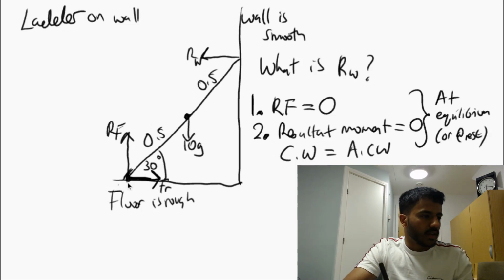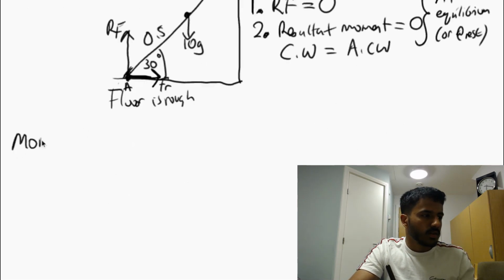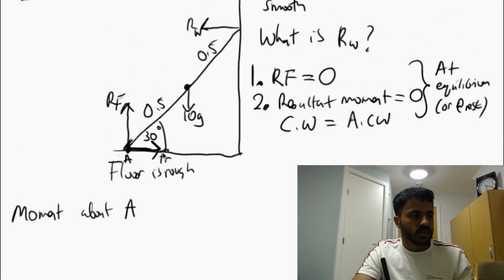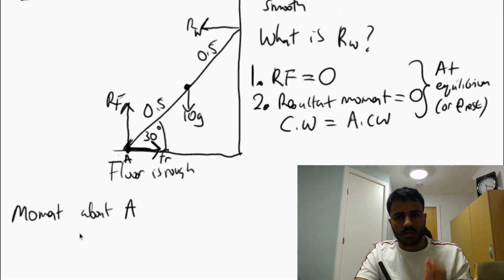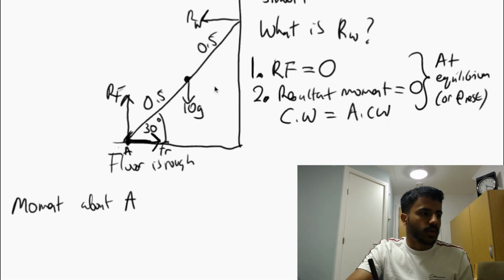Let's say I call this point A, where it touches the floor. If I take moments about point A, well, the moment from this resultant force and this frictional force is equal to the resultant force times the distance, or the frictional force times the distance. And what you can see here is that the distance is zero, because it's acting at that point where you're taking moments from. So these forces don't play any role when calculating the moments about that point. So we can ignore them. So therefore, we're only left with this 10g force here, which is the weight, and this reaction force from the wall.